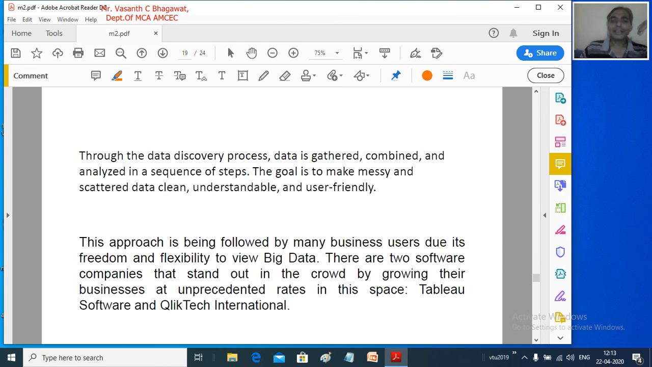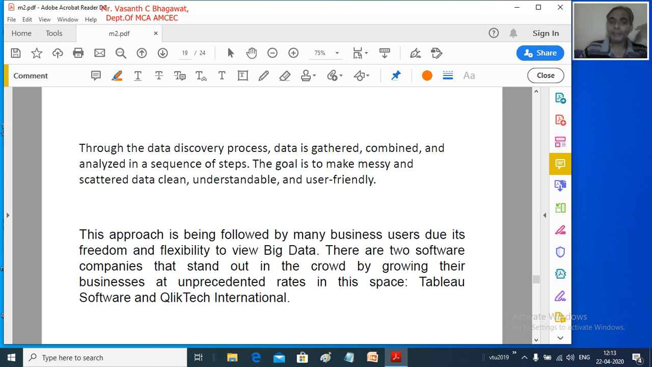Now since data discovery itself has become a very important thing, there are various organizations who are only meant for discovery, who are only meant for collecting the data. For example, some of the best companies are Tableau Software and Qlik Technologies International. Apart from this, we have so many other companies that are world recognized only in data discovery.